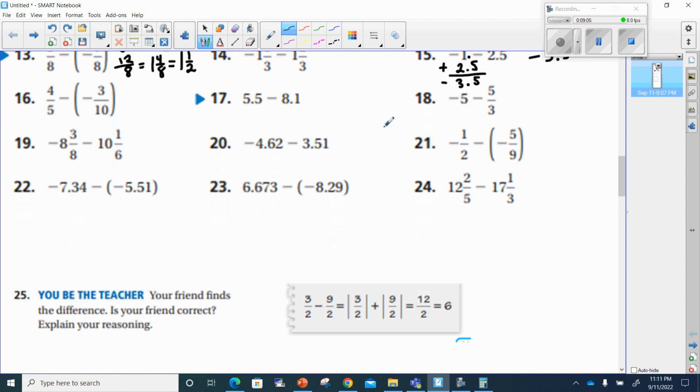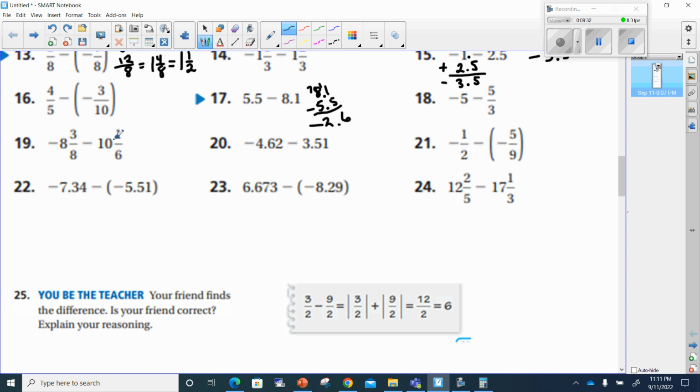Number 17. This time I have a positive and negative. When I have a positive and negative, I take the big number minus the small number. I'm ignoring my signs right now. I have to borrow one. This will give me a 6. This will give me a 2. Then I keep the sign of the bigger number. This will be a negative 2.6.